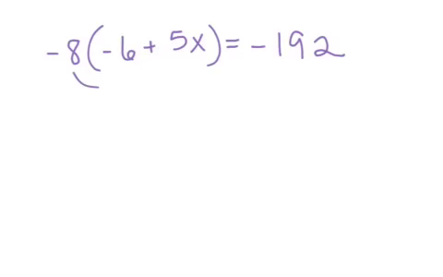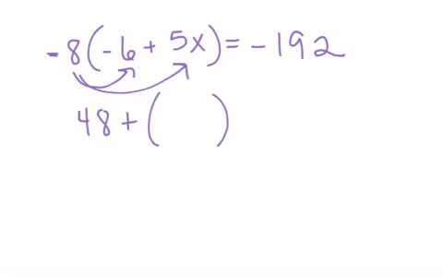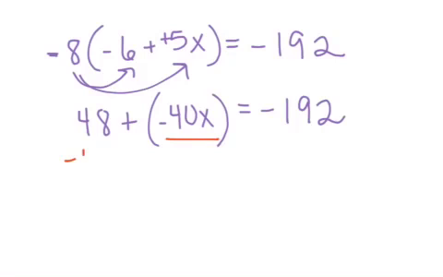Getting down to more complicated problems, we could have something like this. Of course, we have to distribute. Negative times negative is positive. Negative times a positive 5 is negative. Now we've got to combine our like terms. I'm going to keep my variable over here. So I'm going to do a negative 48 on both sides.